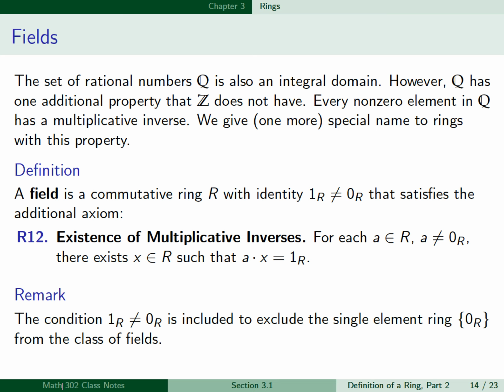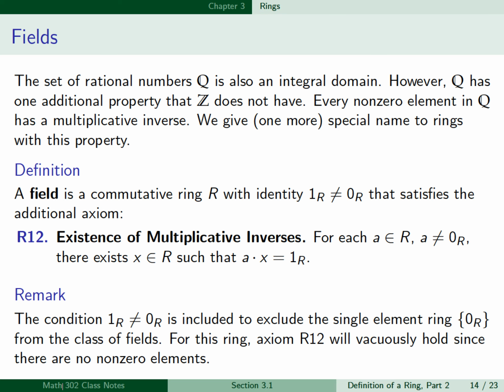And again, we include this condition that 1_R is not equal to 0_R to exclude the single element ring consisting of just the 0_R from the class of fields. For this ring, axiom R12 will vacuously hold since there are no non-zero elements. So if there are no non-zero elements, then every non-zero element has a multiplicative inverse. And again, we just don't want to include this particular ring or call this particular ring a field.